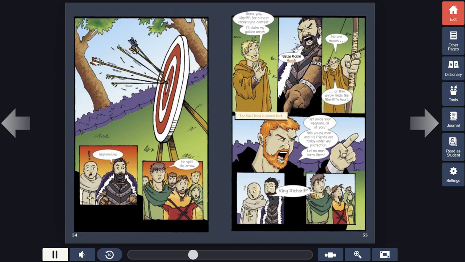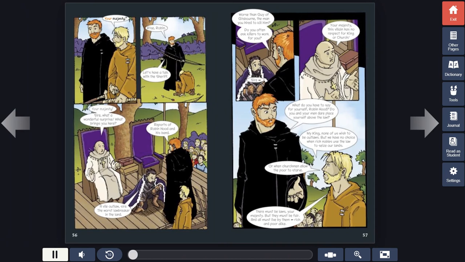Seize Robin Hood! No one moves, or this arrow finds the Sheriff's heart. The black hood is thrown back. Set aside your weapons, all of you. This young man and his friends are today under my protection. Let no man harm them. King Richard! Your Majesty. Rise, Robin. Let's have a talk with the Sheriff.